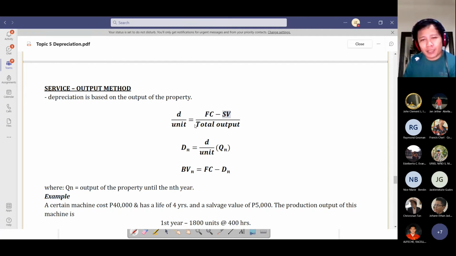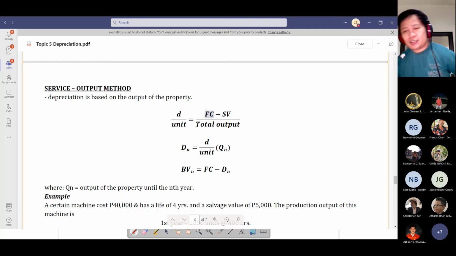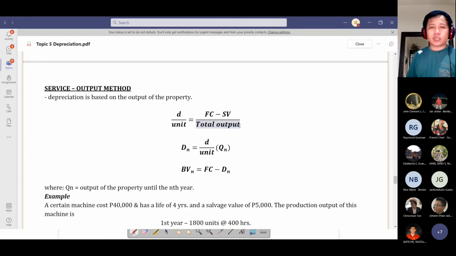7,000 minus 100 divided by the total output. No, the first cost here is not the printer, it's the ink, because the ink is the basis of our 4,000. So how much is the ink? Let's say one cartridge is 500, minus 0 scrap value, and its total output is 4,000 papers on one full tank. That explains total output.